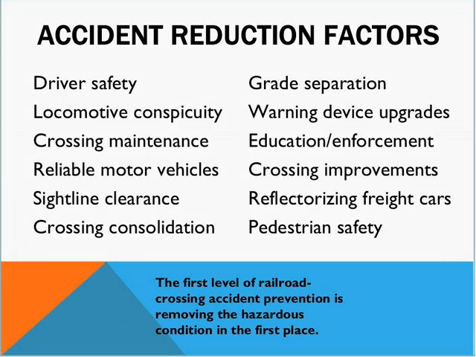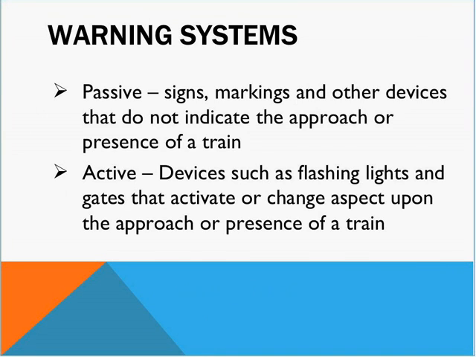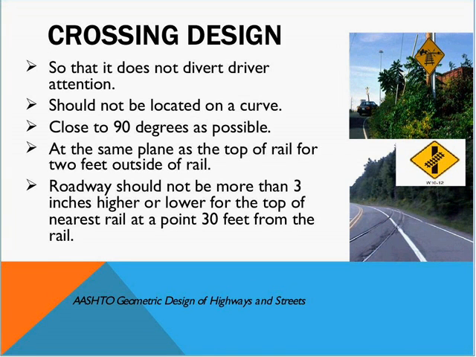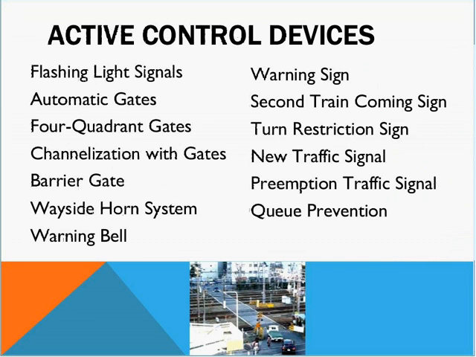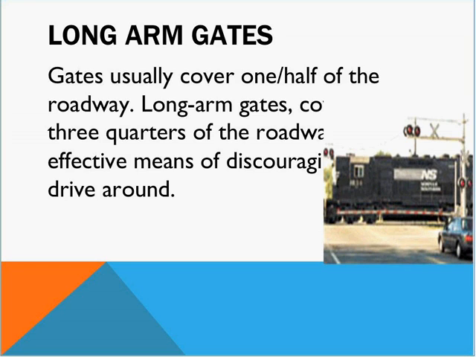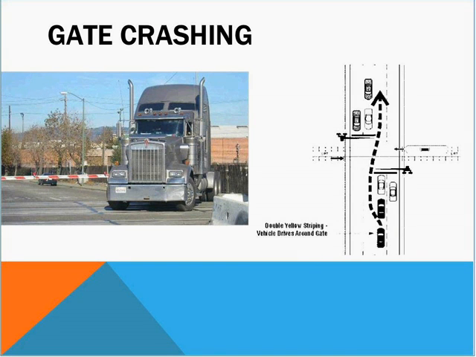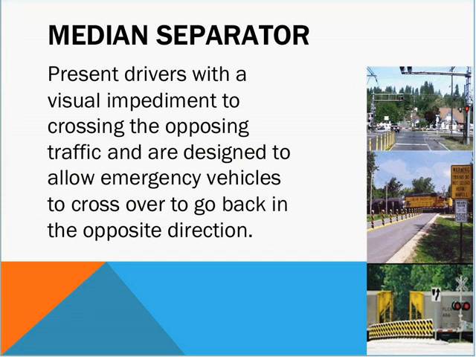These are some of the factors that could be applied to reduce accidents. We can apply warning systems. How we design the crossing: is the crossing perpendicular or on a skewed angle, such as this particular crossing that I show here in this photograph? What type of active control devices are being applied? In one way or another we've mentioned all of these. One of the participants mentioned the long arm gates and the ability of gate crashing, going around the gates or even going through the gates.